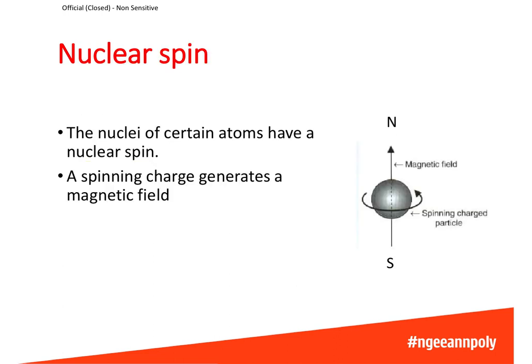First, let's look at the principle behind NMR. The nuclei of certain atoms have a property called nuclear spin. The nucleus of an atom is charged, and a spinning charge would generate a magnetic field. So we can also think of the nucleus of an atom that is spinning as a kind of magnet with a north pole and a south pole.